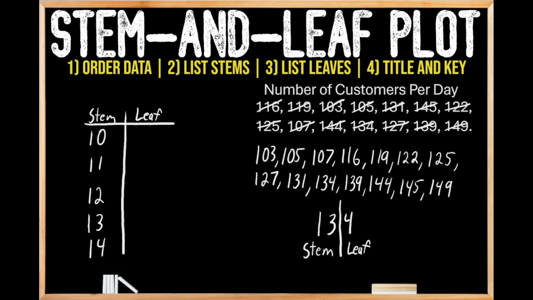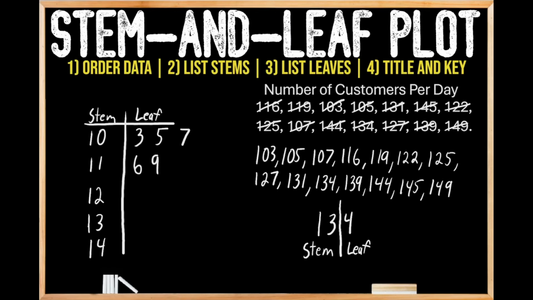So now that we've finished listing the stems here, we're ready to go ahead and move on to step number 3, where we're going to list our leaves. And once again, we're going to do so in order from least to greatest, starting out with our 103, which is going to have a stem of 10 and a leaf of 3. Then 105, that's going to be a leaf of 5. Then we have 107, which is going to have a leaf of 7. And then we're going to move on to our stem of 11, which represents our 110s. And first we have 116, which is going to have a leaf of 6. Then we have 119, which is going to have a leaf of 9.